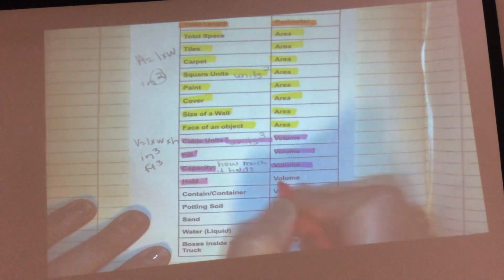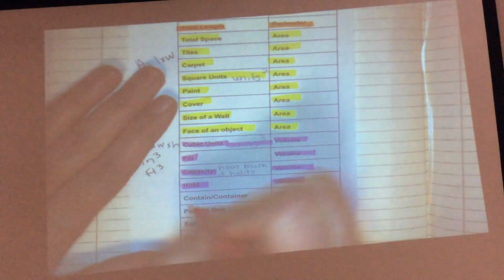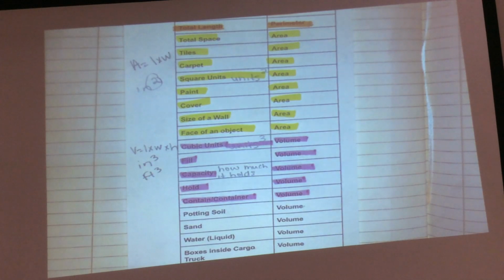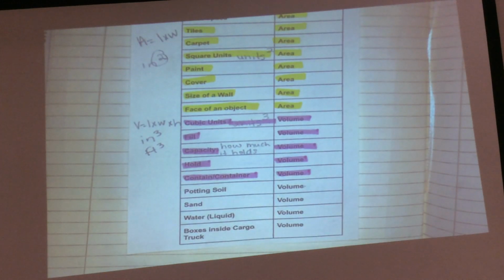If I'm talking about how much something contains, or a container has this amount, I'm talking about volume. Couldn't it be like the capacity of our water bottles? Yes. How much do they hold? This year, you will find the volume of a rectangular prism and a cube. As you get older, you'll find volume of other figures.